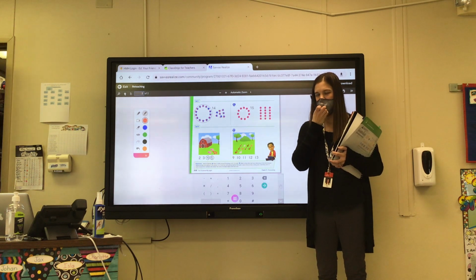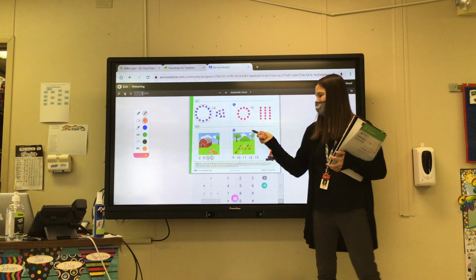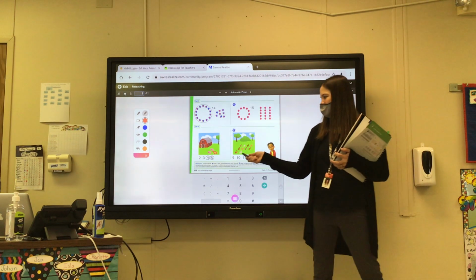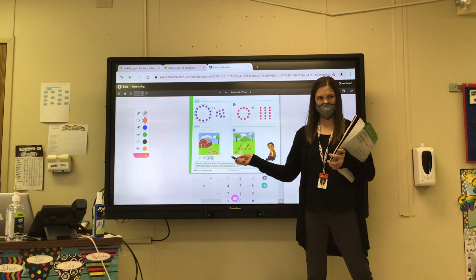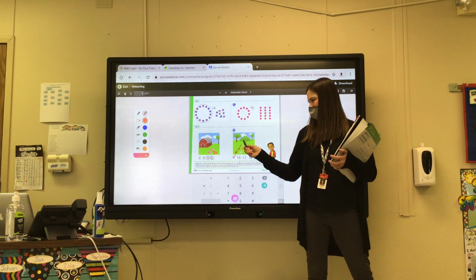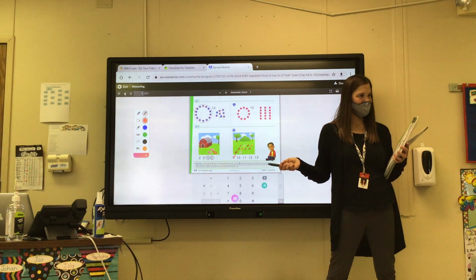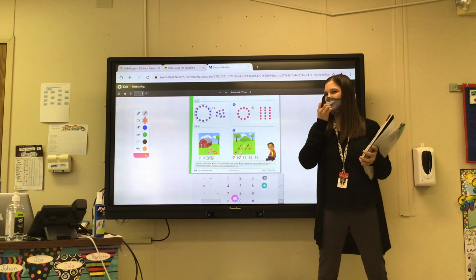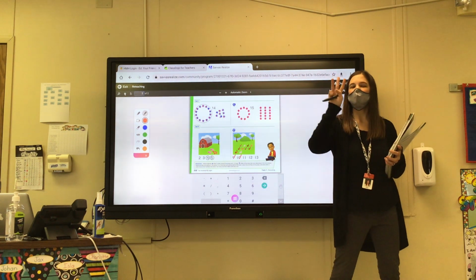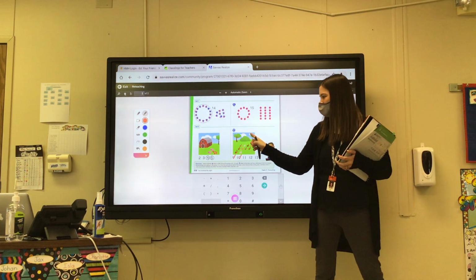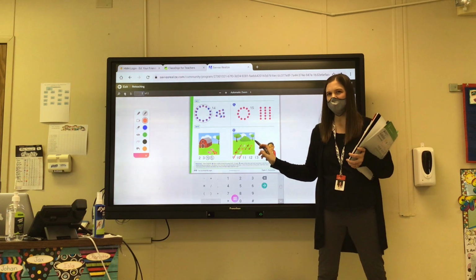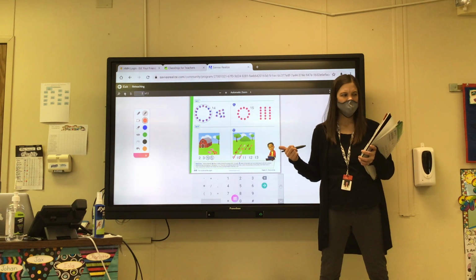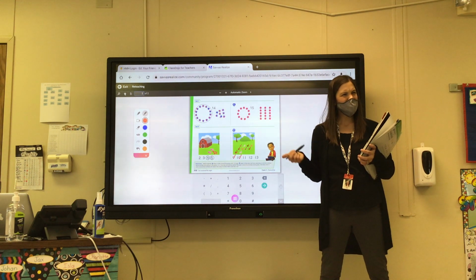Jed, how many bunnies are there? 10. They said there could be 2 or 3 bunnies behind the bush. So can there be 9 bunnies? No, because there's already 10 here. Can there be 10 bunnies total? No. So now think about it. There could be 2 or 3 bunnies behind the bush. So if there's 2 more bunnies, 10, 11. Can there be 11 bunnies?